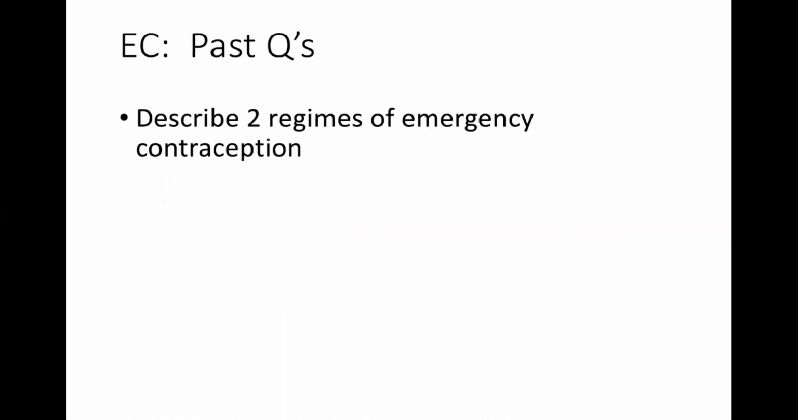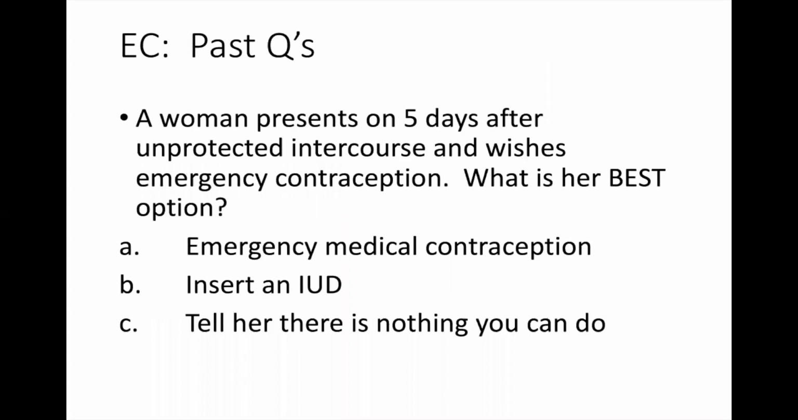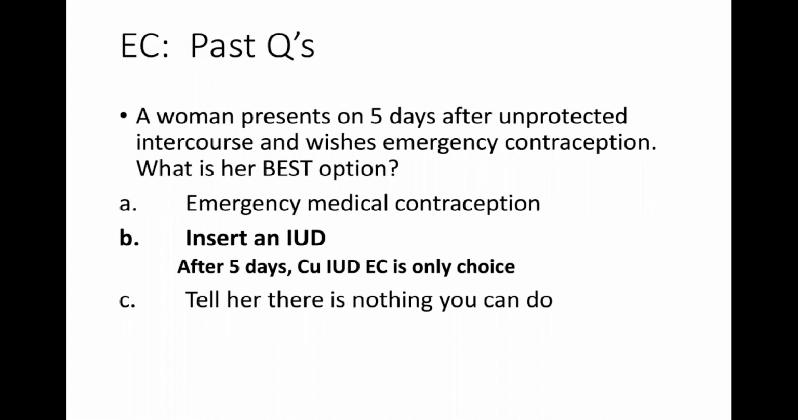Past questions. Describe 2 regimes of emergency contraception. A woman presents on day 5 after unprotected intercourse and wishes emergency contraception. What is the best option? Emergency medical contraception, or insert an IUD. Telling her there is nothing to do is wrong, so you can insert the IUD.